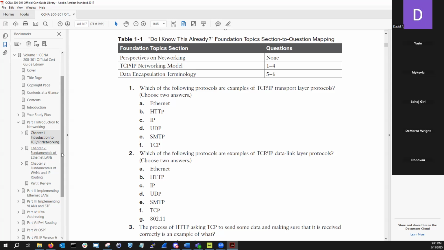All it's asking you is which of these protocols are transport layer protocols? Not what it does, just which protocols are transport layer protocols. That makes sense, Markavia? Yes. Okay. All right. So remember that for the exam.